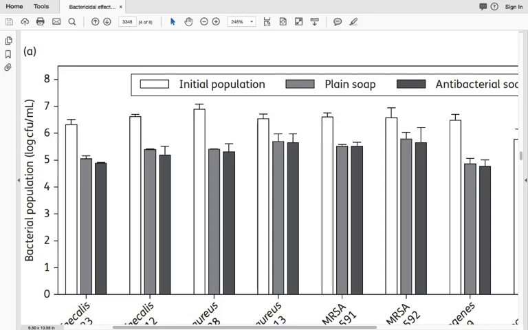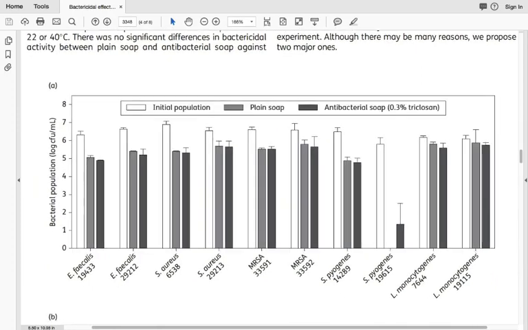And if we look at all of this data together, what is the general trend for those gram-positive bacteria? Is there a difference between soap with triclosan and soap without triclosan? Not really. There's differences between the bacteria in how they're affected, but if we just compare those two different soaps to each other, they look pretty similar in their effectiveness.